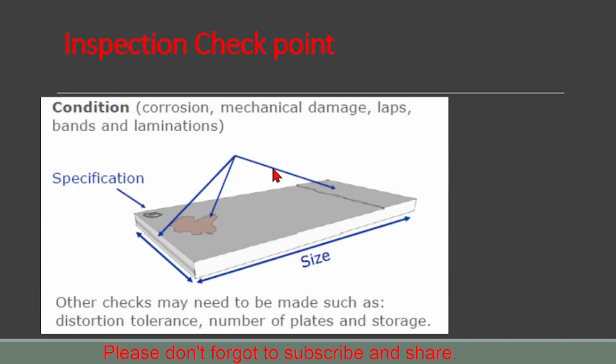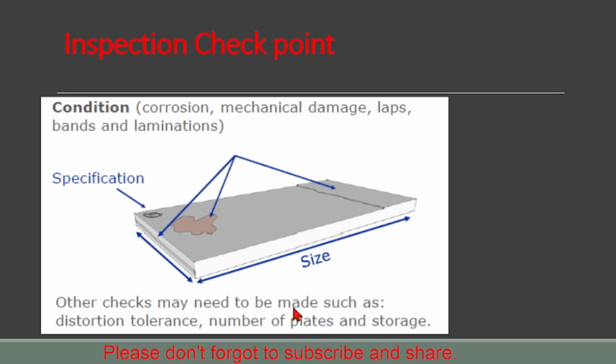Then the other thing for plate inspection is we have to check the condition of the material: corrosion, mechanical damage, laps, bends and lamination. Specification we can find from any place on the plate, then size. Then other checks may need to be made, such as distortion tolerance, number of plates and storage.